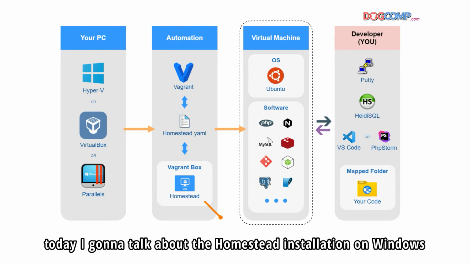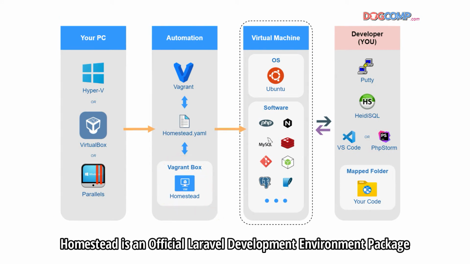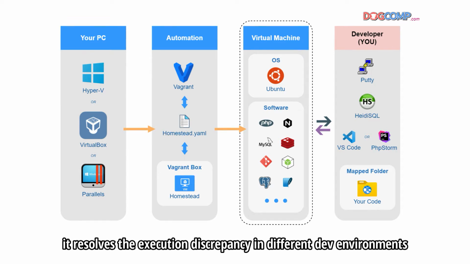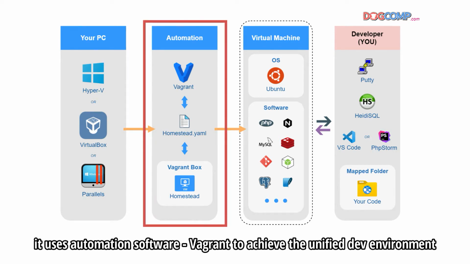Today I'm gonna talk about the Homestead installation on Windows. Homestead is an official Laravel development environment package. It resolves the execution discrepancy in different dev environments. It uses automation software, Vagrant, to achieve the unified dev environment.